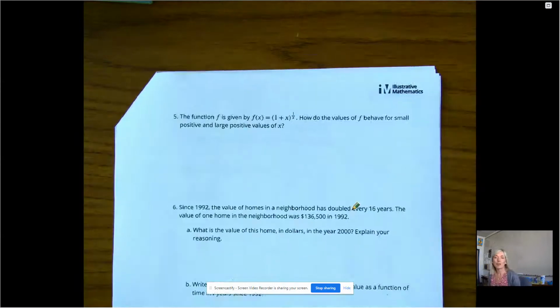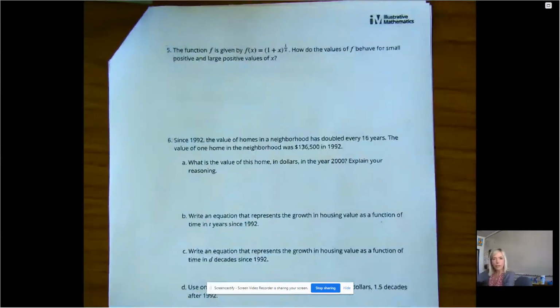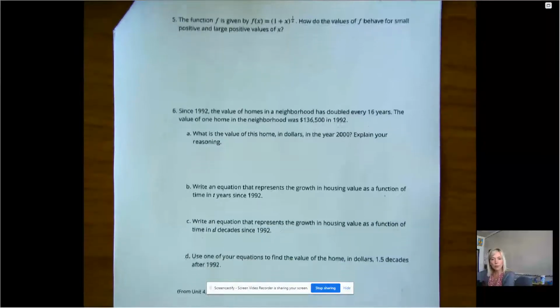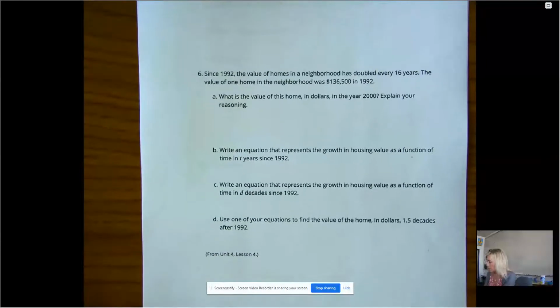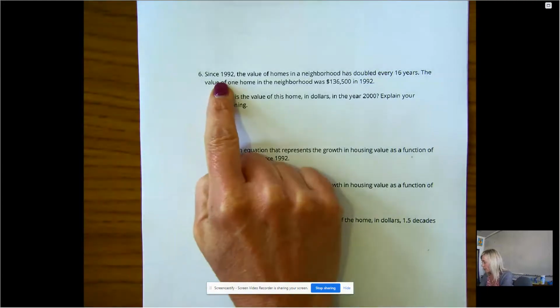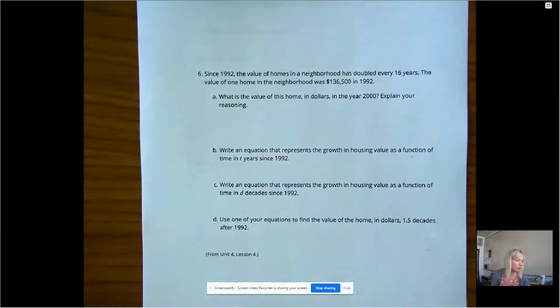All right, I'm back for the second part of the assignment, numbers 6, 7, and 8. Number 6 is a little bit of review with exponential functions. Since 1992, the value of homes in the neighborhood has doubled every 16 years.